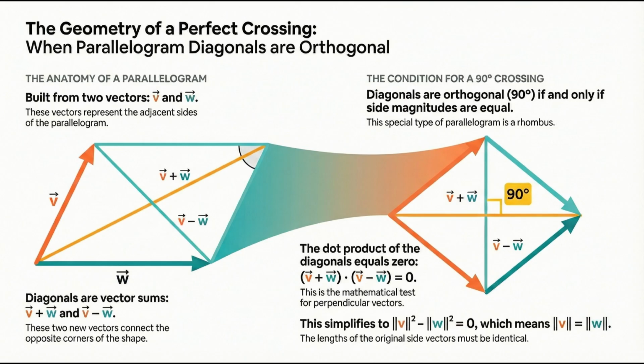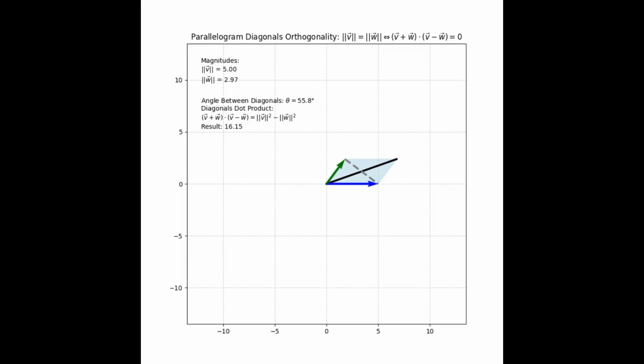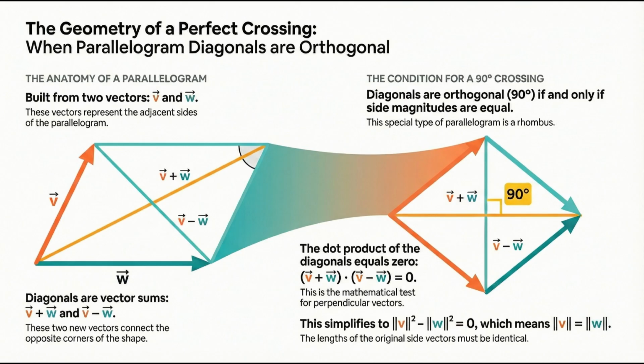First up, the key insight is actually really simple. The diagonals can only be perpendicular if and only if the two adjacent sides of the parallelogram have the exact same length. That's the fundamental, non-negotiable condition.